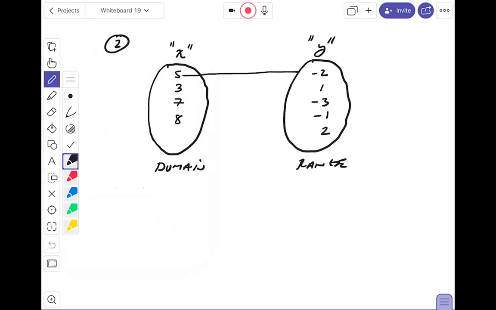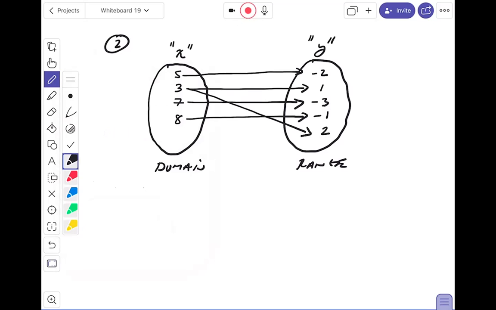5 has a relationship with -2. 3 has a relationship with 1. 7 has a relationship with -3. Just connecting them up. 8 has a relationship with -1. Last but not least, 3 also has a relationship with 2.